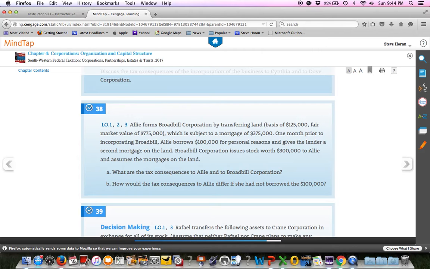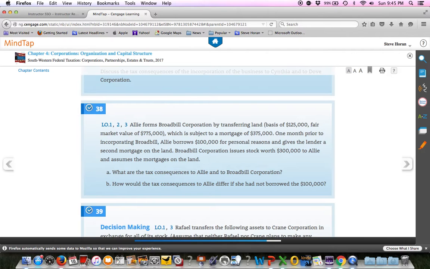For this one, Section 357 parts B and C are applicable. The land is subject to two mortgages that are in excess of the basis, causing 357C to apply. Allie has a gain of $350,000, which is $375,000 plus $100,000 minus $125,000, her basis. So let me say that again: her gain is $350,000, which is 375 plus 100 minus 125.